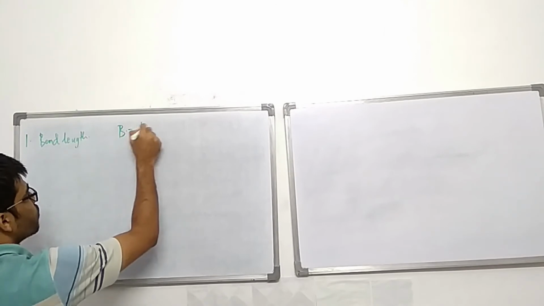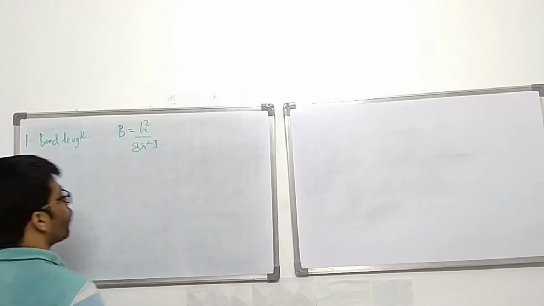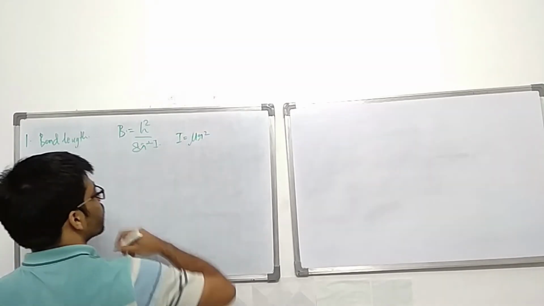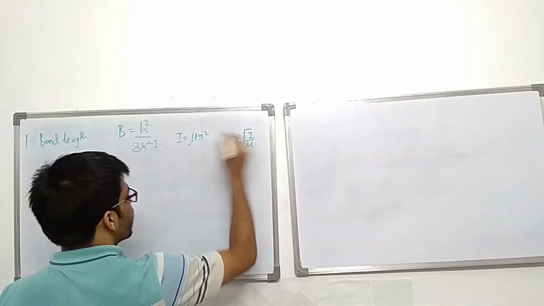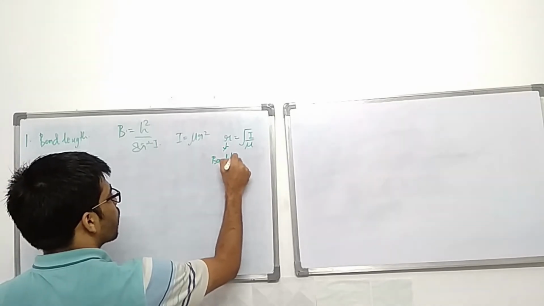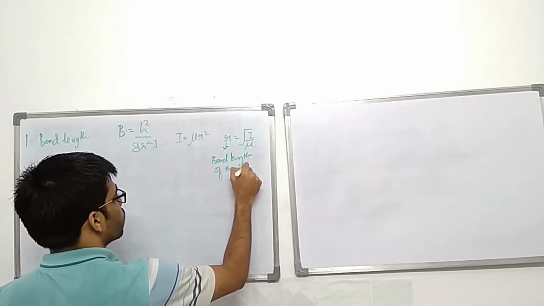From the spectra you can find the rotational constant. Now rotational constant is equal to h square by 8 pi square I. Now this I is equal to what? Mu r square. Therefore r is equal to under root I by mu. This is your bond length of the molecule.